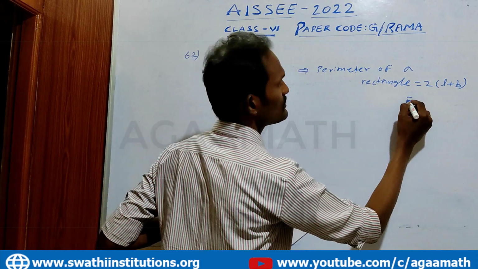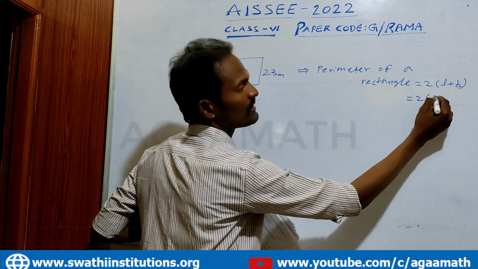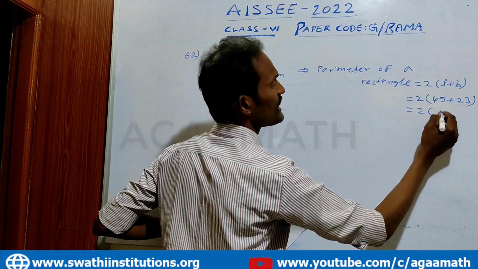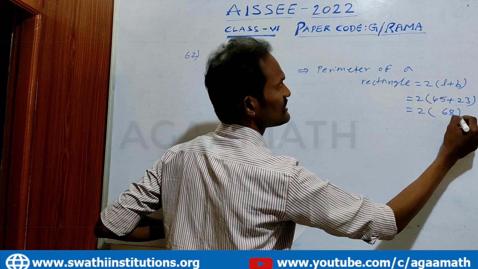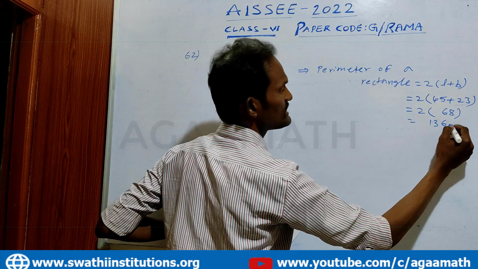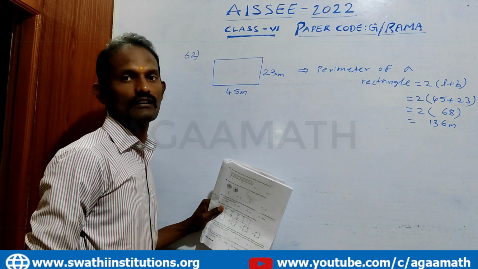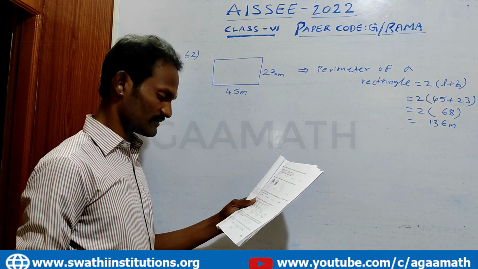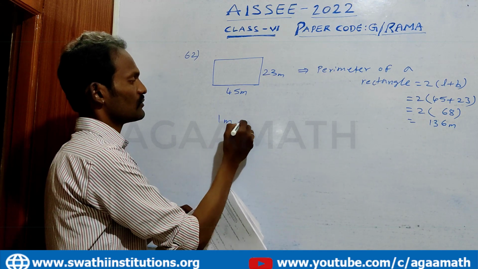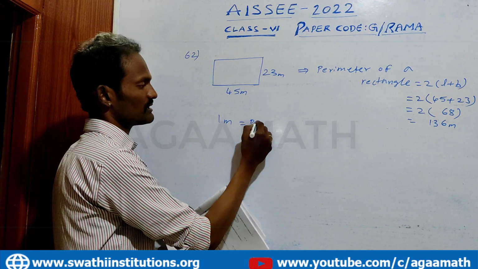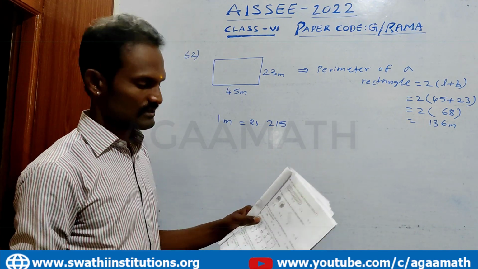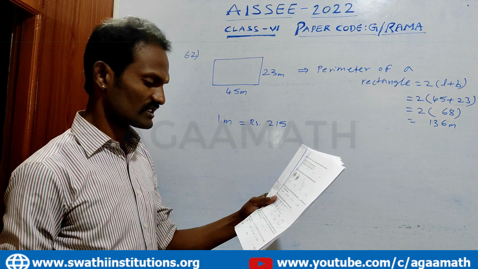So it means 2 times (45 plus 23). So 2 times 68 is 136 meters. So 136 meters of wire is needed for the fencing. So 1 meter costs rupees 215. Then what is the cost of the total?